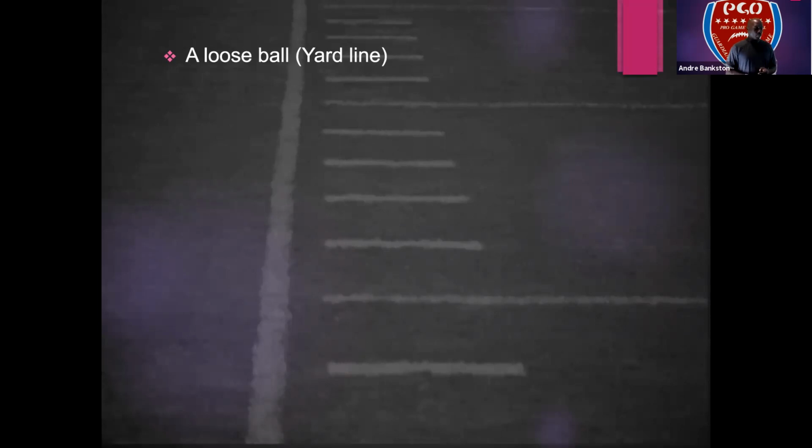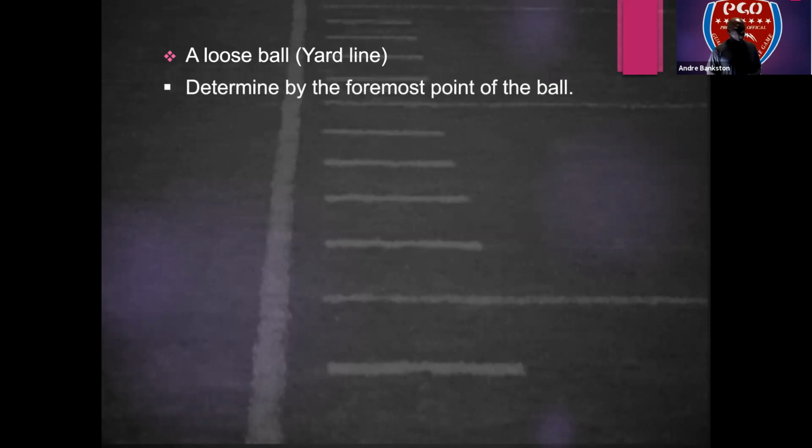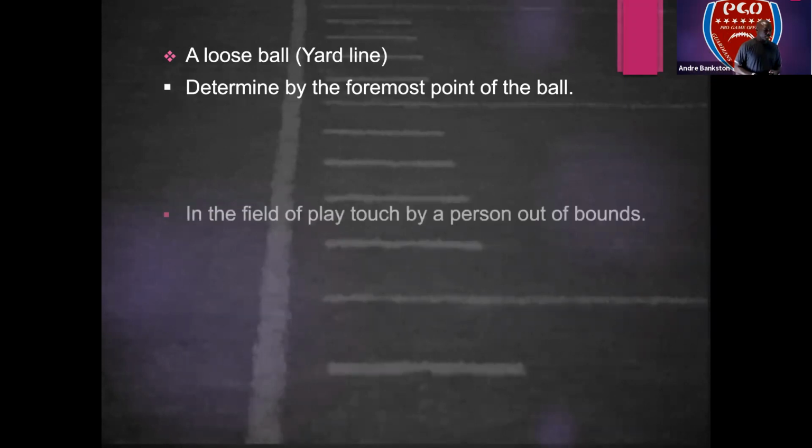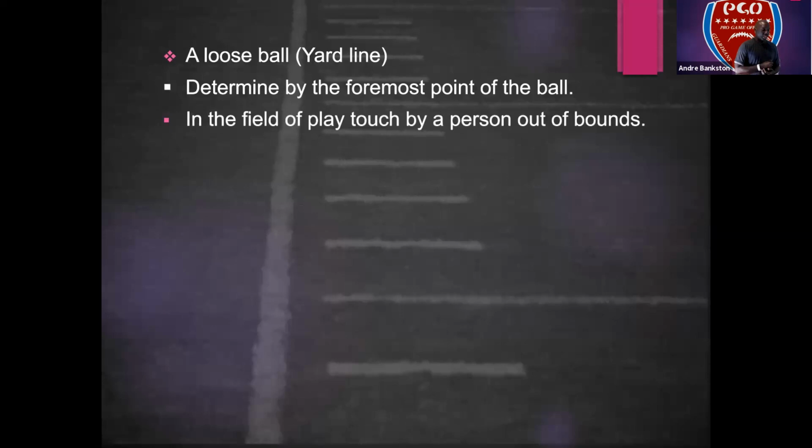All right, a loose ball. Your yard line is determined by the furthermost point of the ball, obviously. So whatever tip of the ball, when it goes out of bounds, it will determine the yard line we're going to spot the ball on, obviously. If the loose ball in the field of play is touched by a person out of bounds, the ball becomes dead at the yard line of the furthermost point of the ball.